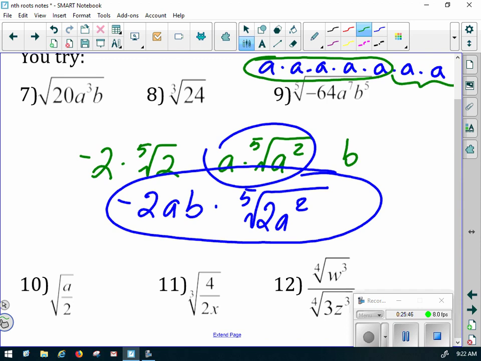So you can think of it like this. 5 goes into 7 one time, so 1a is going to come out.